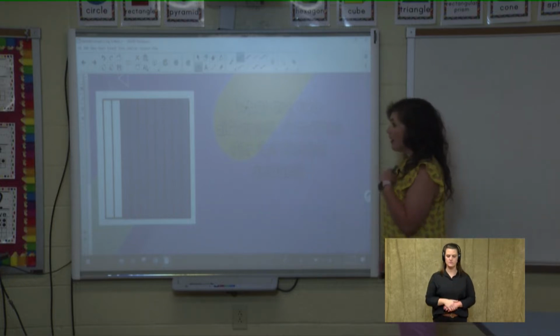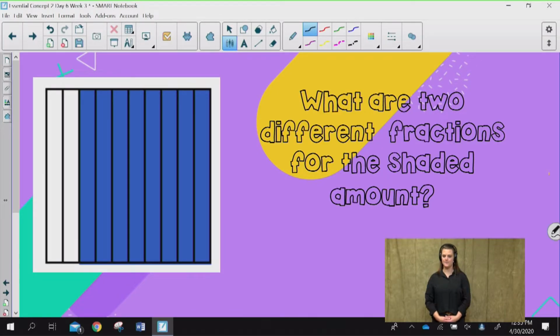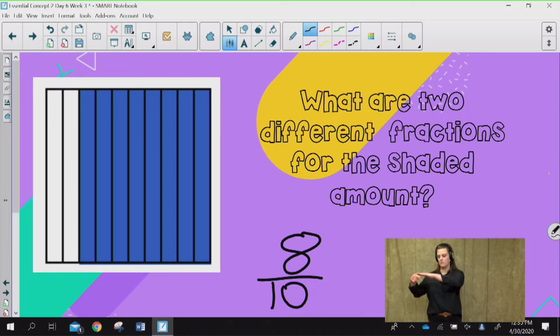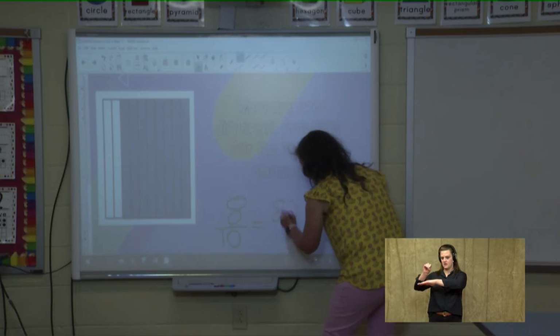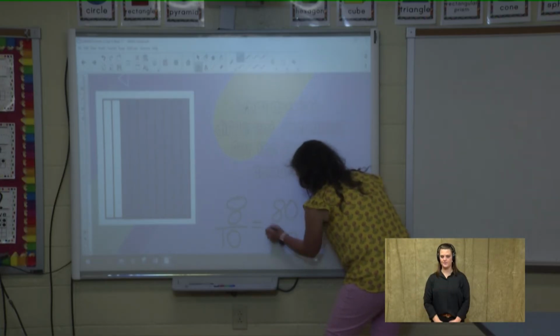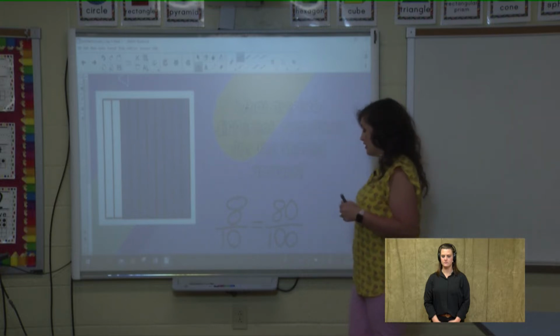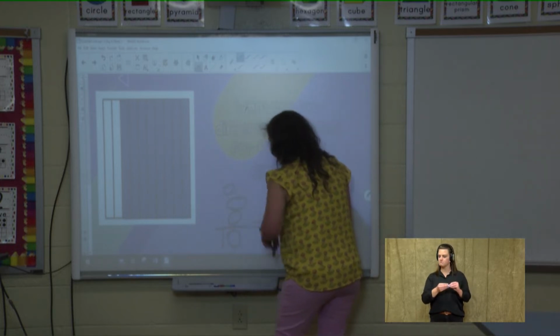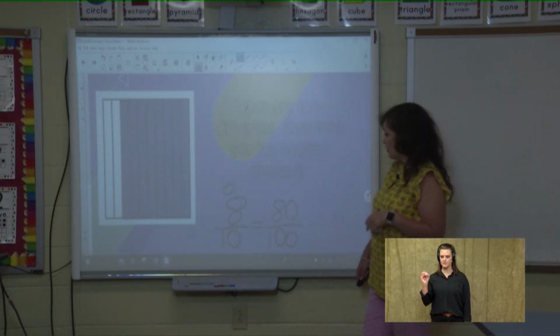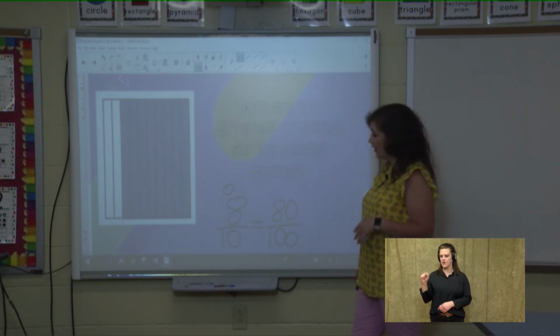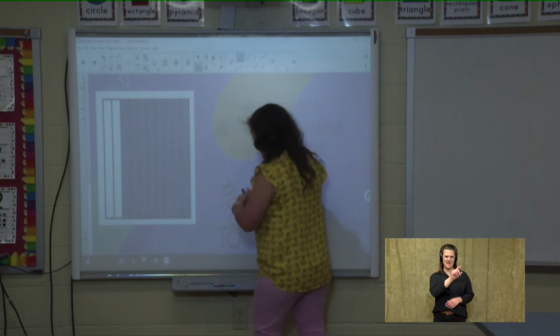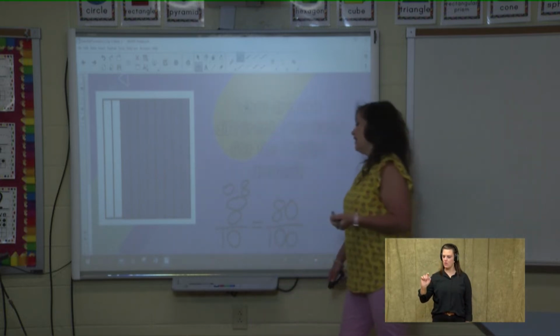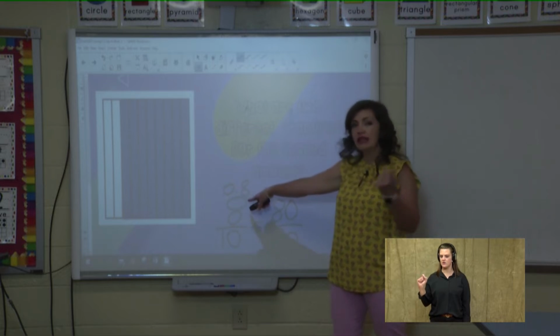All right, what fraction do you see here? 8 tenths. Very good. All right. How many hundredths do you see? 80 hundredths. Very good. All right. Now, let's talk about our decimal. Do we have any wholes? Nope. So we will write a 0 for our wholes in our ones place. And then we have our decimal point. How many tenths do we have? 8 tenths. So I could write my decimal 0.8, which sounds like 8 tenths.